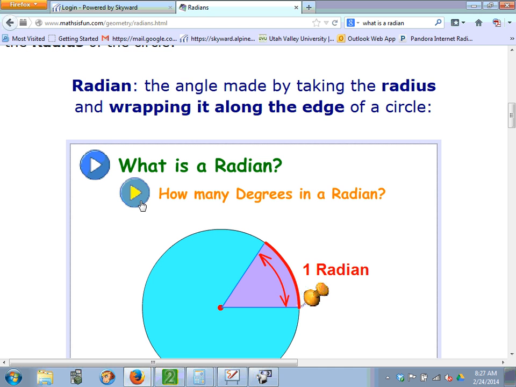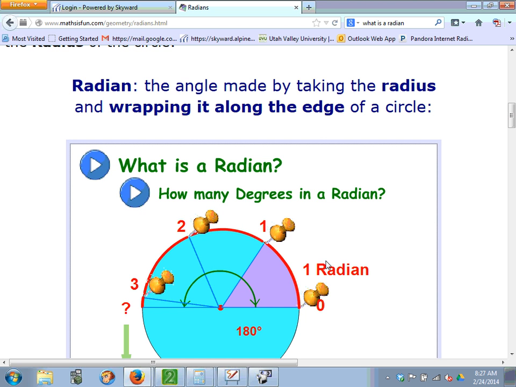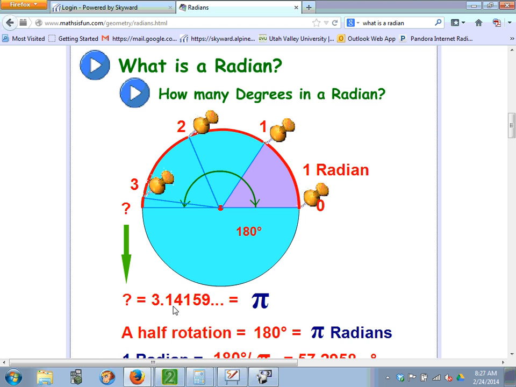6? Check it out. Half of a circle is 180 degrees. But that's not quite 3 radians. It's 3 radians plus a tiny bit more. What number is that? It's 3 plus a tiny bit more. 3.14. Okay, 1 radian, 2 radians, 3 radians is right to here. If you add that little bit, that's 3.14159, that's pi. A half of a rotation is 180 degrees, or pi radians.